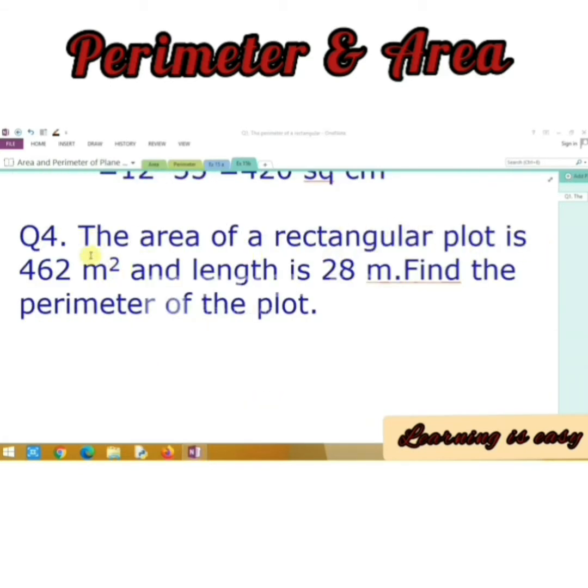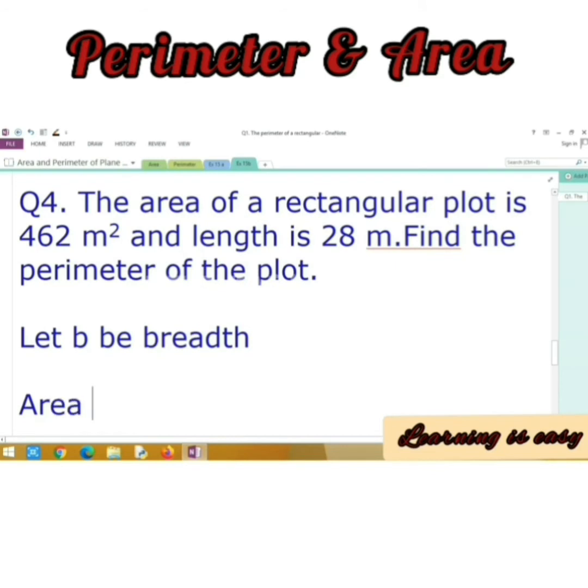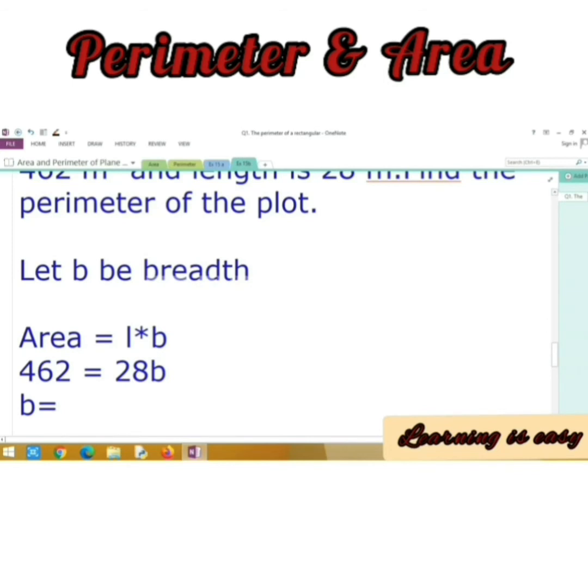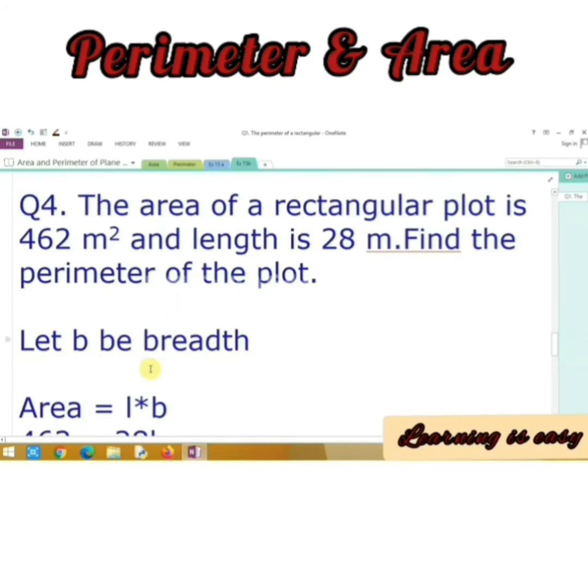Question 4, again a rectangular plot of area and length is given. We need to find the perimeter. So first we need to get the breadth. Let B be the breadth. And area of the rectangular plot is going to be L into B. Area is already given, LHS 462. And length is 28 meter. Breadth is B, so 28B equal to 462. So breadth is 16.5 meter.